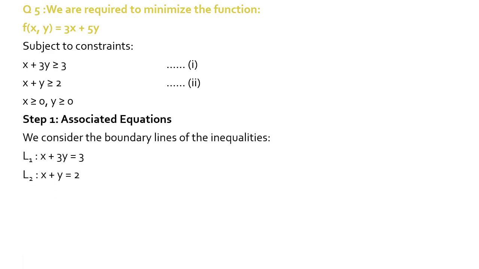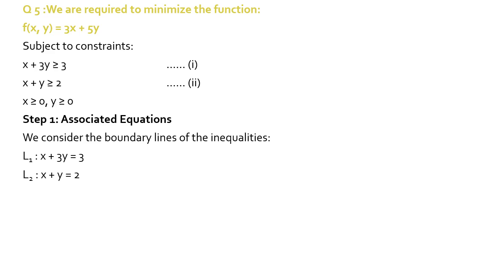Students, now step 1 is to find the associated equations related to these given inequalities. We can find the associated equation by simply replacing our inequality symbols with the equal sign. Students, these are the boundary lines of the inequalities. So now we have the associated equations: L1, which is x plus 3y equals 3, and the second one, L2, which is x plus y equals 2.